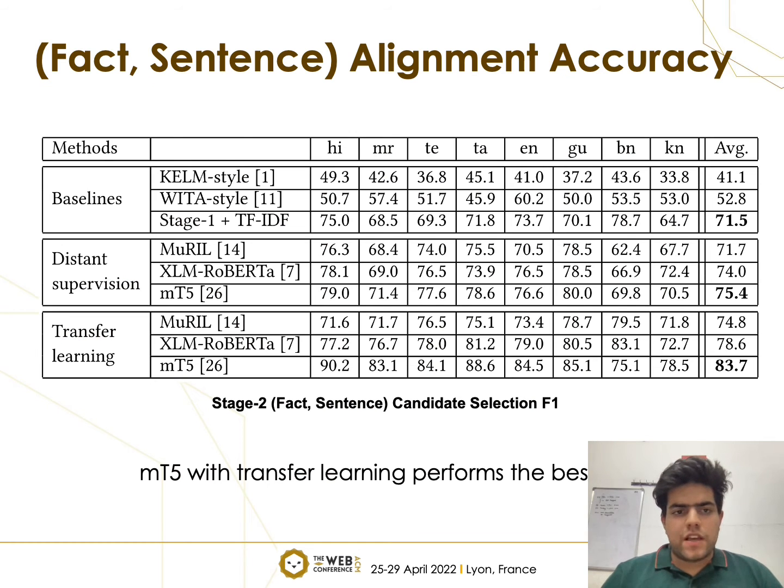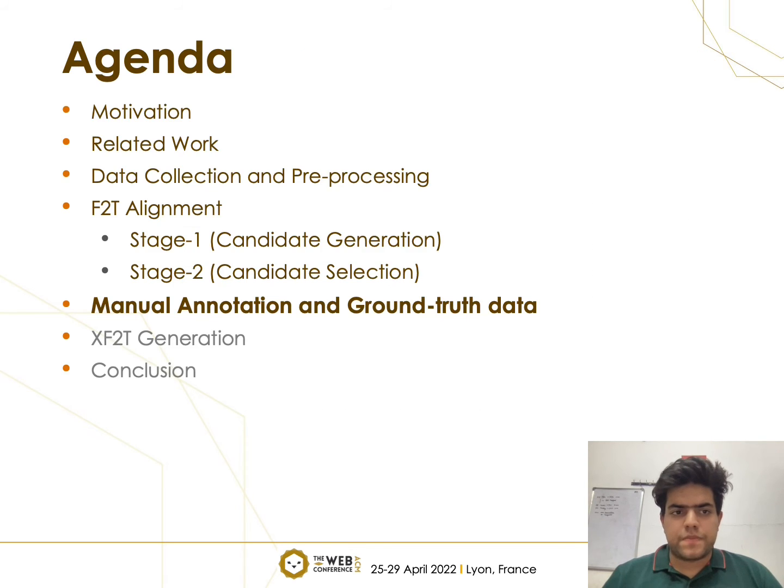This table shows the F1 scores for various alignment methods that we tried. As you can see, the transfer learning approach when used along with the MT5 model performed the best and gave an F1 score of 83.7.